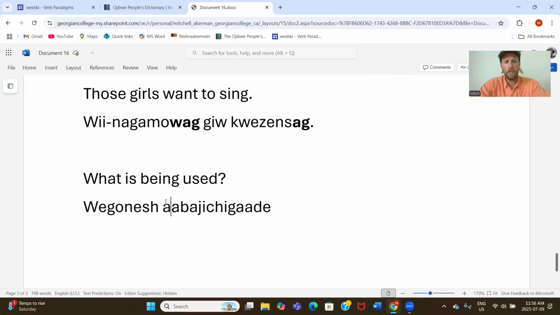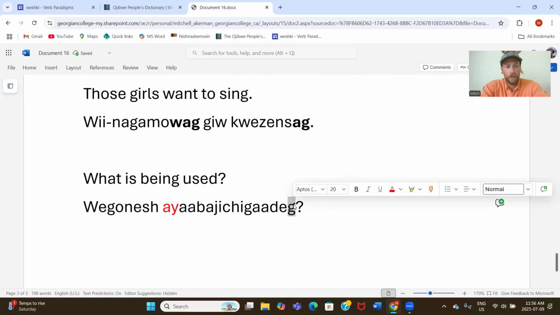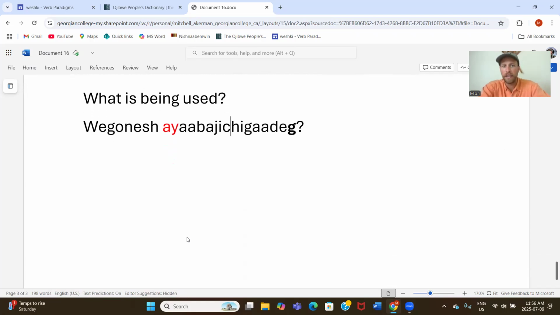So let's do it. Abjicigade starts with two A's. That's the first vowel here. So what does two A's become? Ah becomes a ya. That's the initial change for that one. And then at the end here, this is a VII that ends in a vowel. So what is the conjunct ending for a VII like that? Just the G. And that's it. Done. Weganesh the Abjicigade. What is being used or what is used?